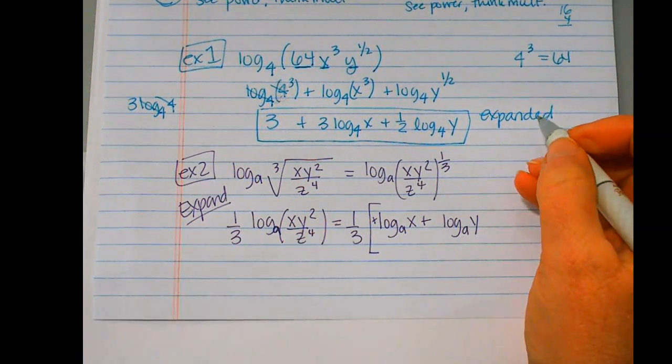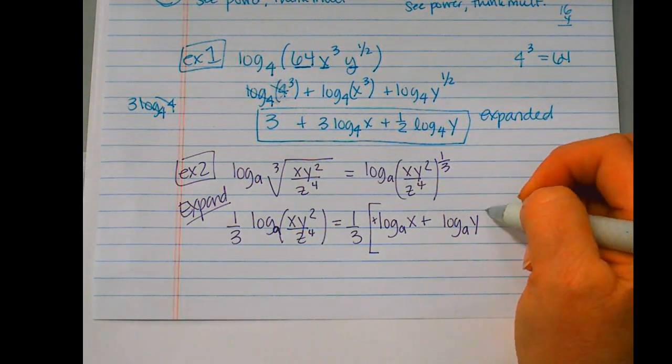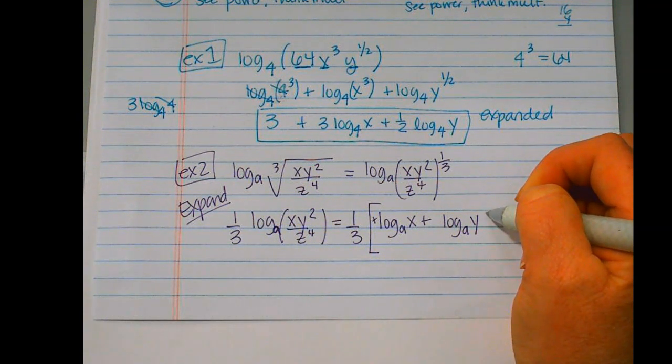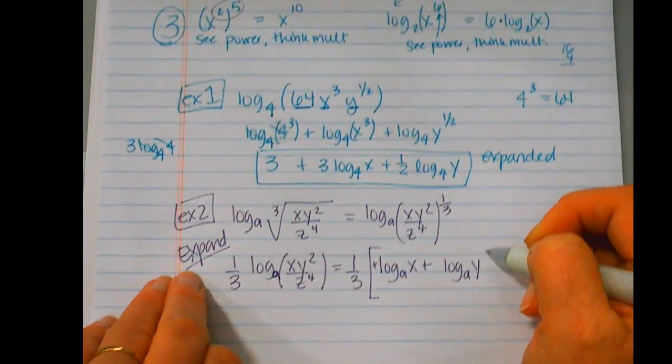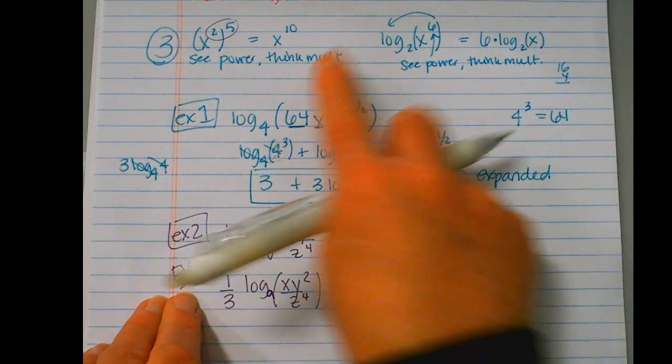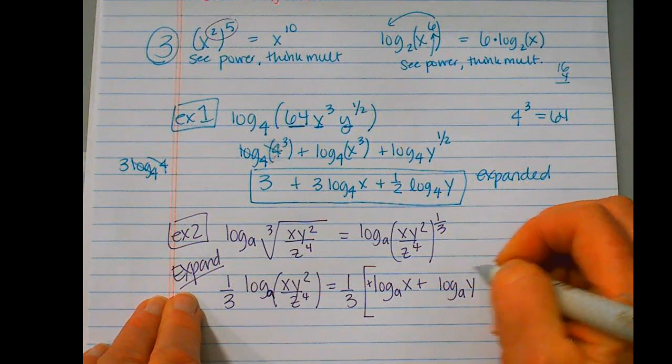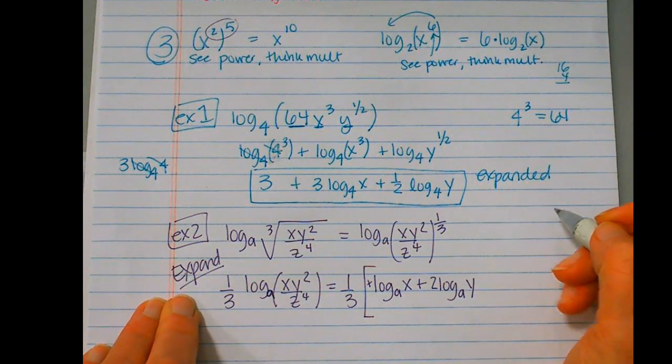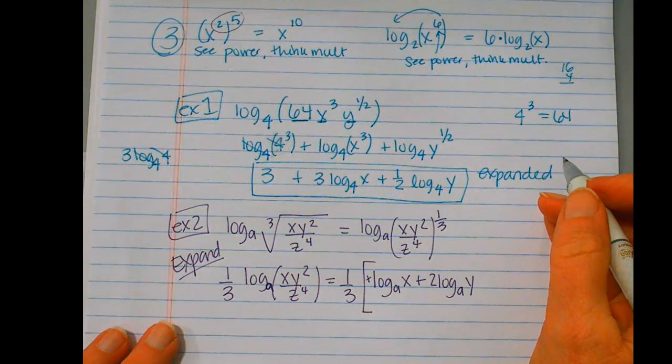What's the power for Y? 2, and I could write it up here, but what's the rule for when you have powers? Powers or multiplication, they go in the front. So instead of writing the 2 up here, I'm going to go ahead and write it right here. Sort of squeeze it in if you didn't leave very much room.